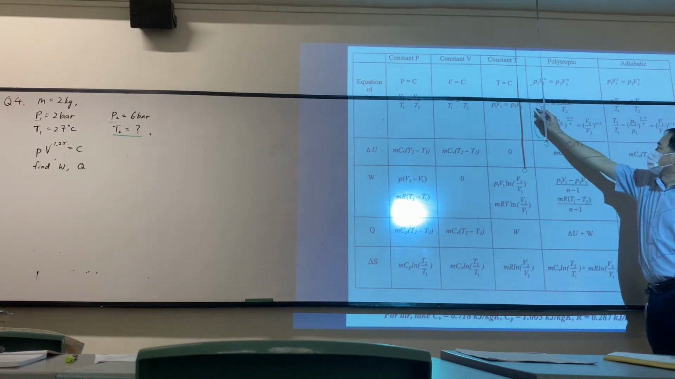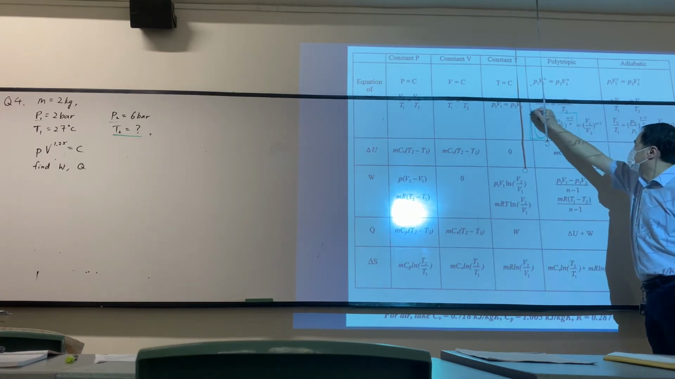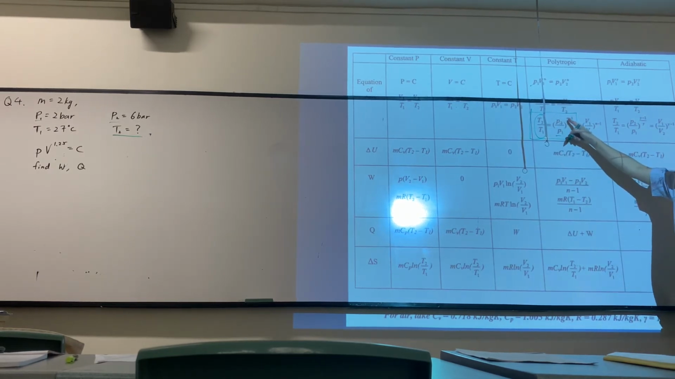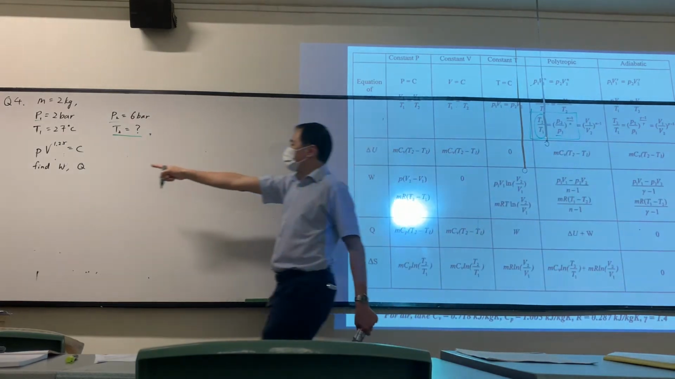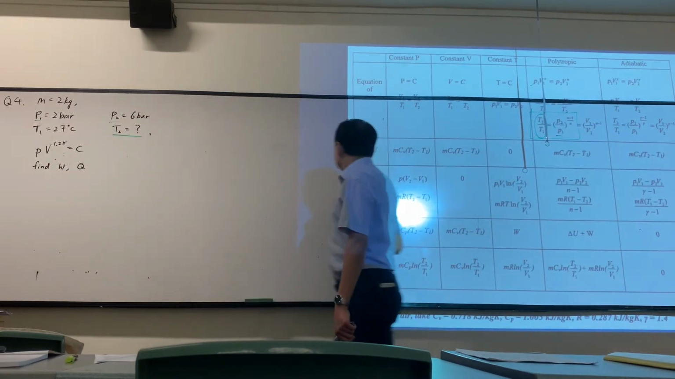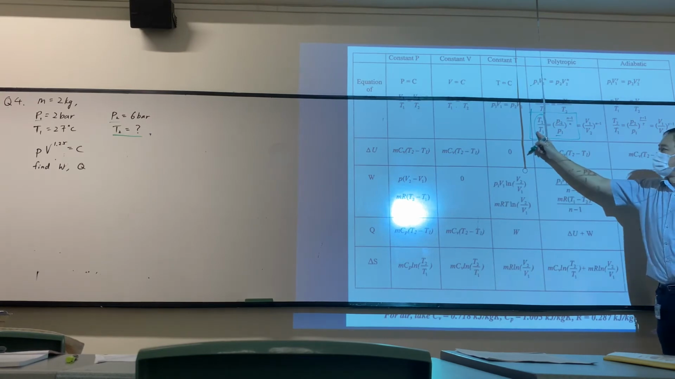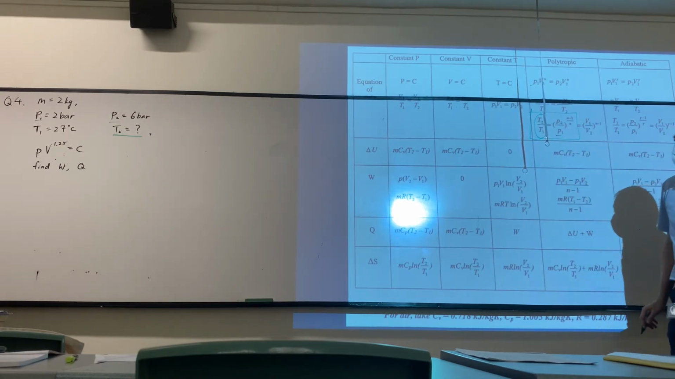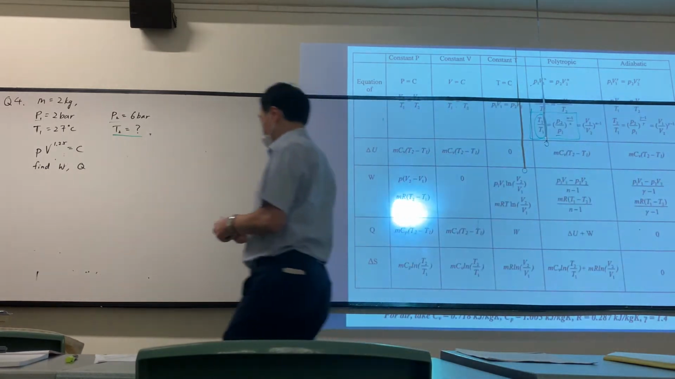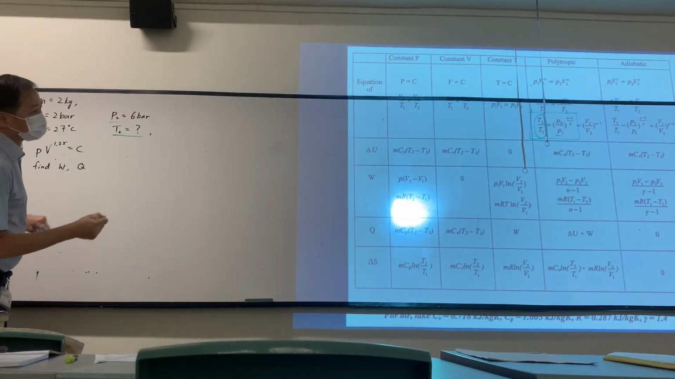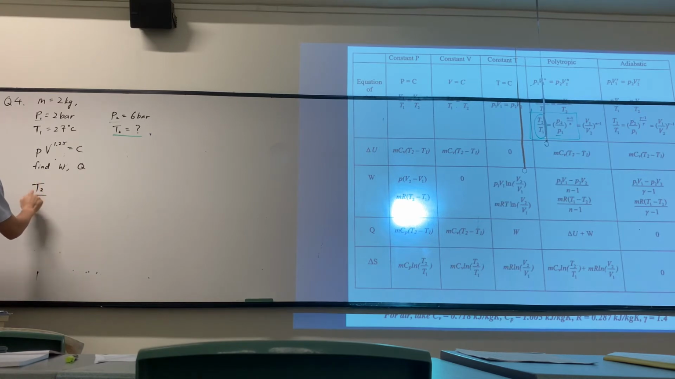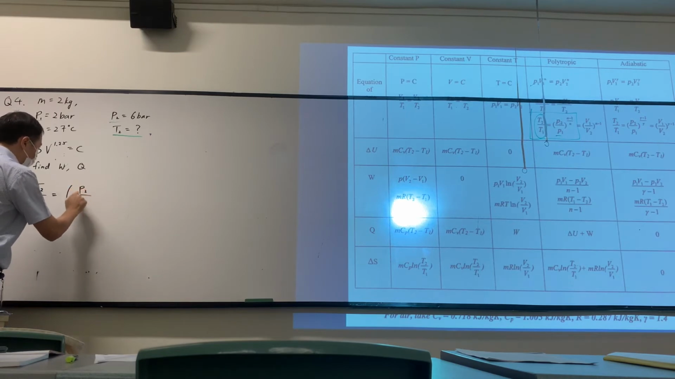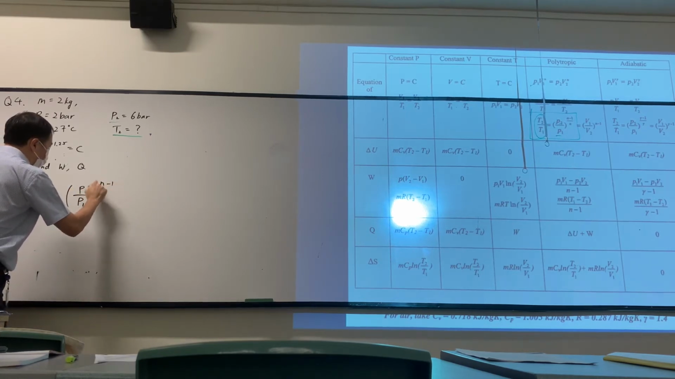So I use this one to find my temperature. Why this one? P1, P2 given, and 1.25 also given. T1 given. Only unknown, T2. So that's why I use this one. So let me write here: T2 over T1 equal to P2 over P1 to the power of (n minus 1) over n.